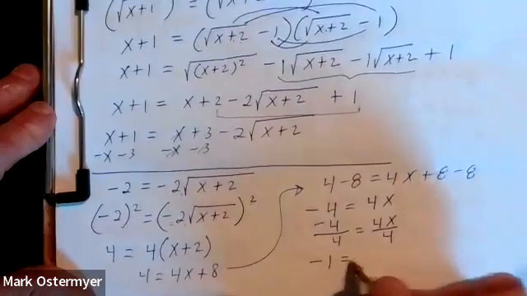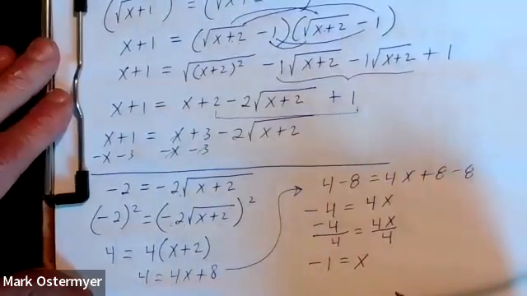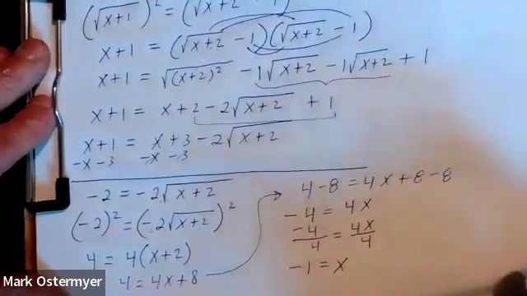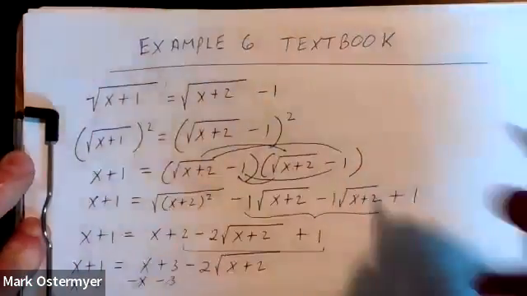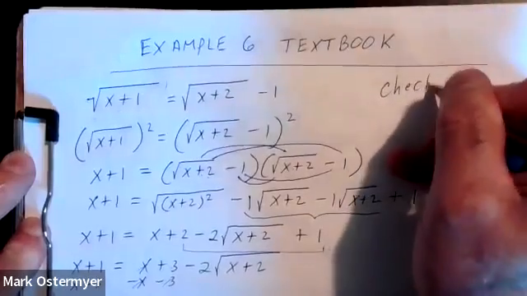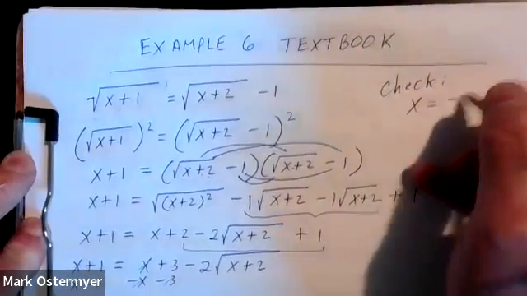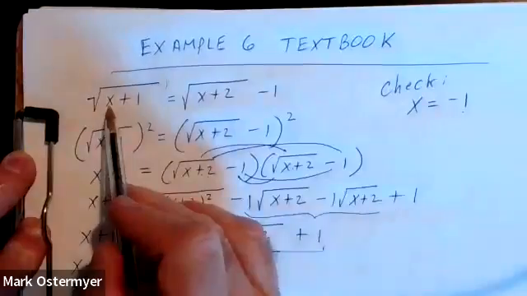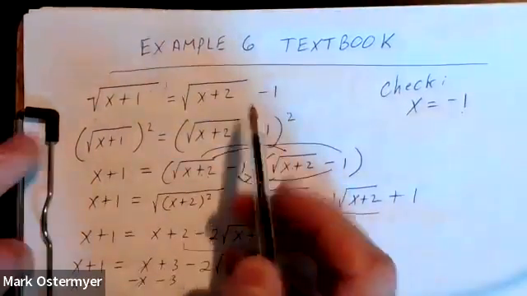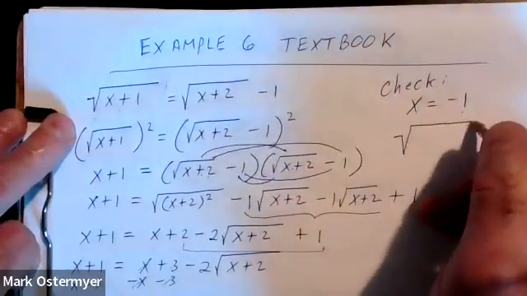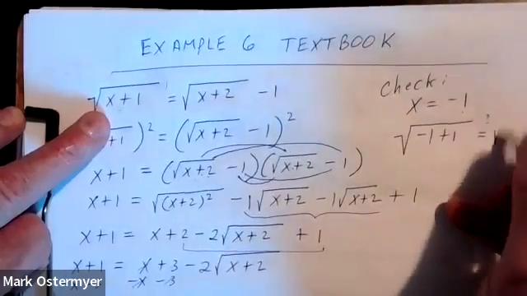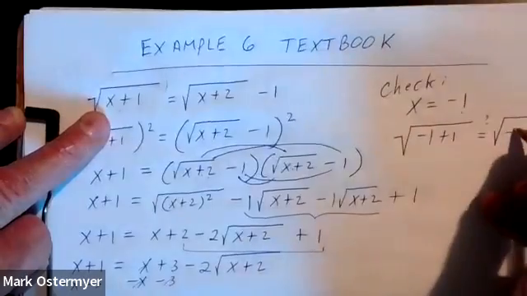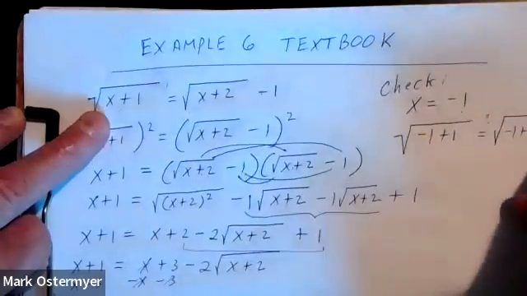And we get -1 is equal to x. Okay. Now we need to check our answer back in our original equation because we did solve an even root equation. So we're going to check -1. So take -1, substitute it back in here for x, and see if it satisfies this equation. So is the square root of -1 plus 1 equal to the square root of -1 plus 2 minus 1?